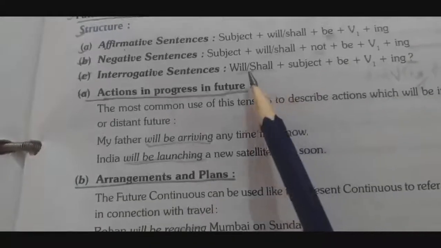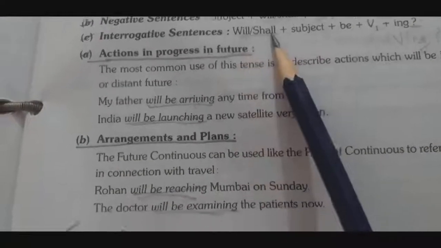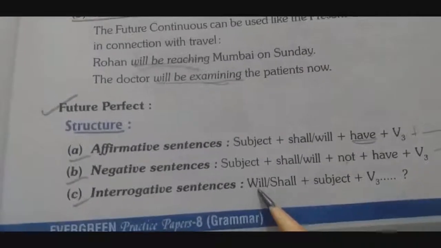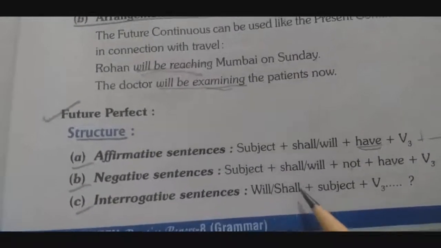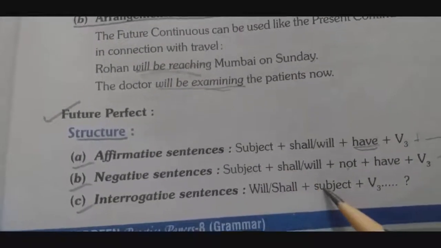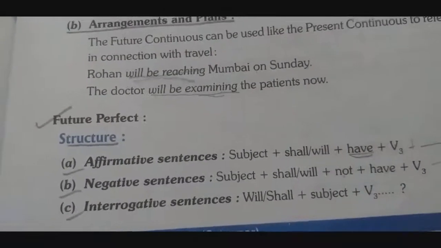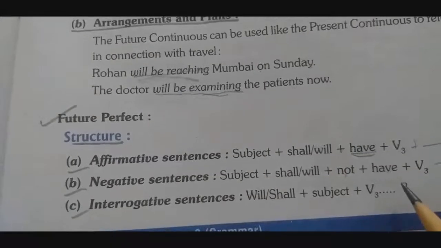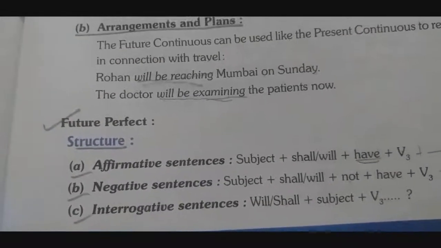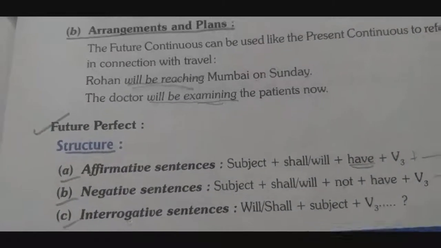And in interrogative, it will be the same type. First of all, we use the tense, will or shall. And then subject. And then have, and third form of verb. And then remaining part of the sentence. And at last we will use a question mark. Clear to everyone? Okay.